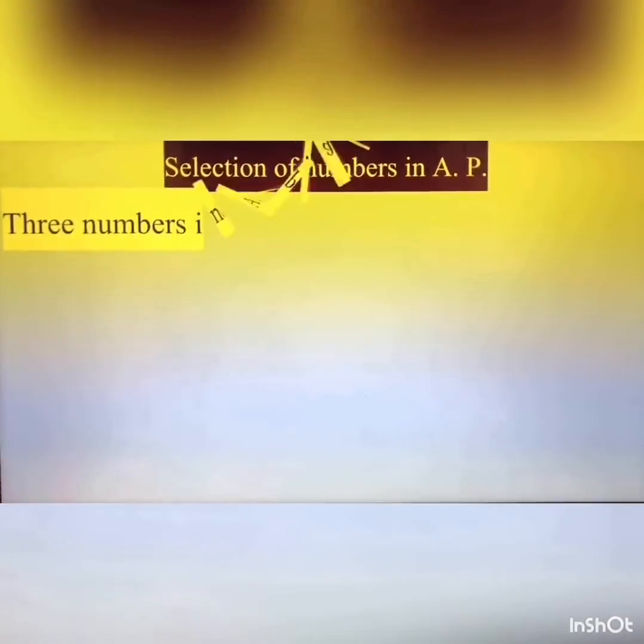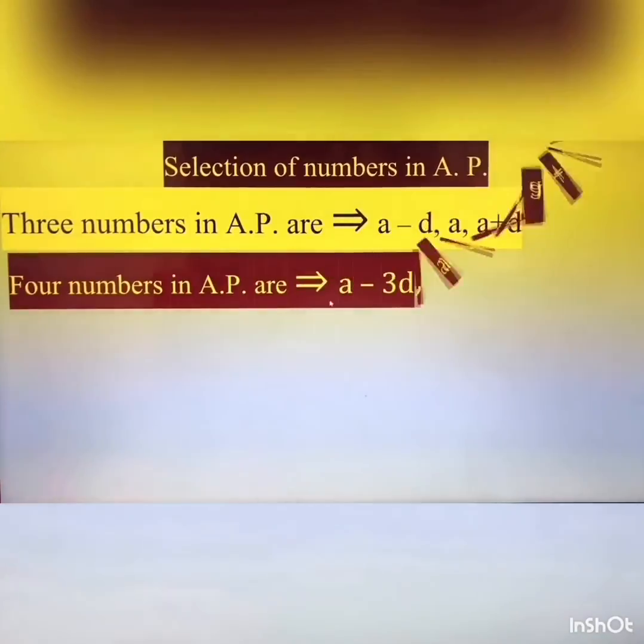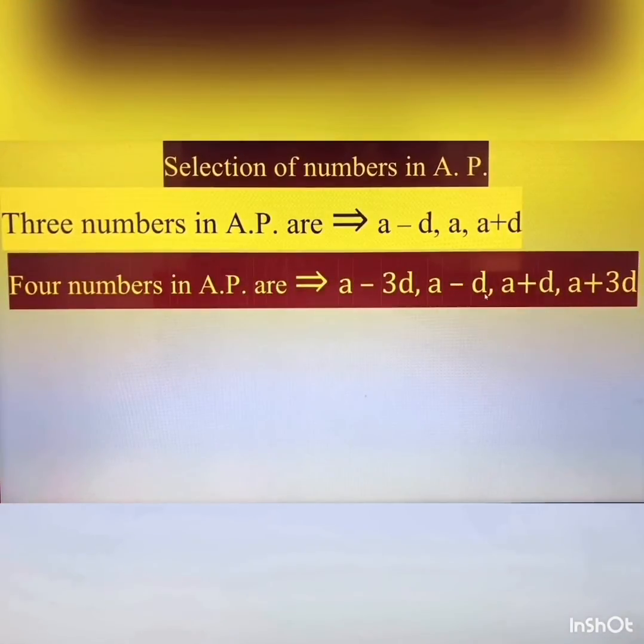First of all, if you require 3 numbers in AP, you will take A minus D, A, A plus D, because the common difference in these 3 terms is only D. And if you require 4 numbers in the AP, you will take A minus 3D, A minus D, A plus D and A plus 3D. So always you will take these 4 numbers in AP. The common difference is 2D here.